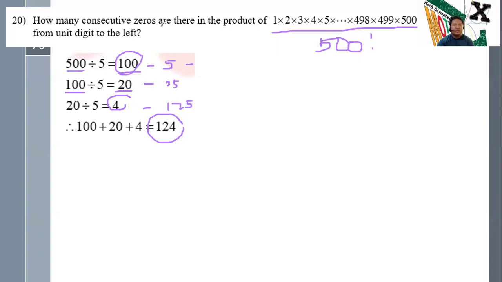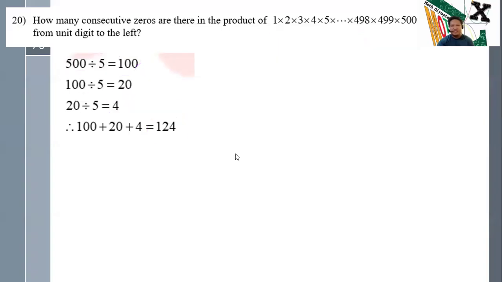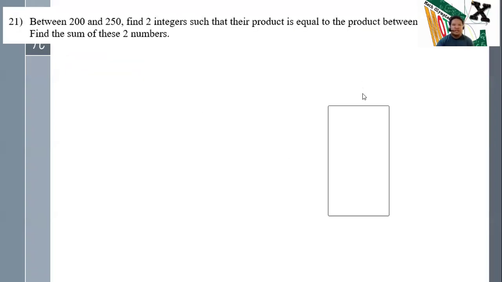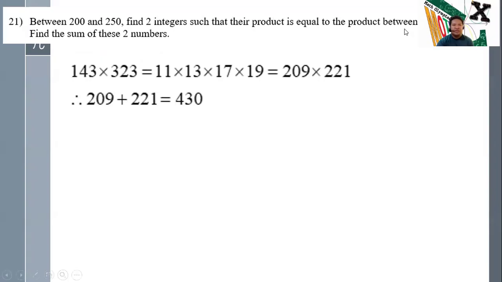Question number 21. That's the algorithm for the number of trailing zeros for n factorial. So let's try to go with number 21. Between 200 and 250, find two integers such that their product is equal to the product of 143 and 323. To solve for this one, we'll try to do prime factorization, actually just regroup only. Because 143 is 11 times 13 and 323 is 17 times 19.